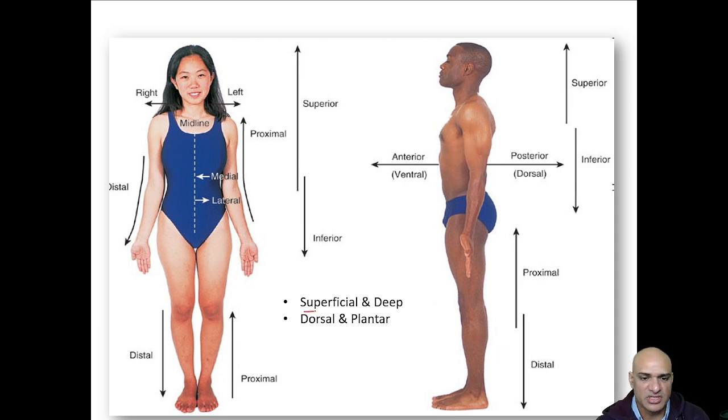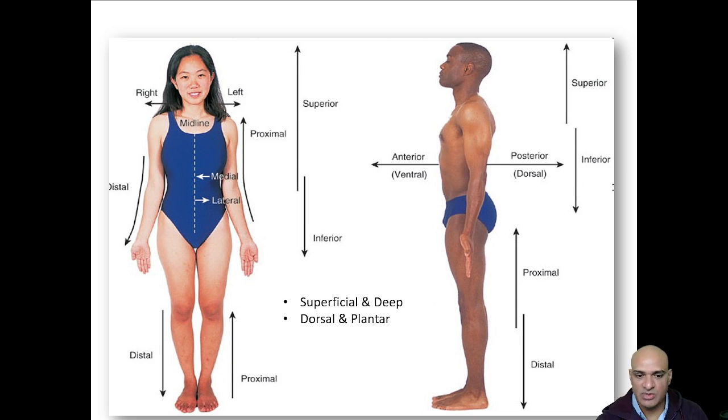Next, we have superficial and deep. Superficial means anything which is on top of, and so deep would be anything which is inside. Like for example, we have the muscle and the bone. Between the muscle and the bone, the muscle is covering the bone. Therefore, the muscle is superficial, the bone is deeper.